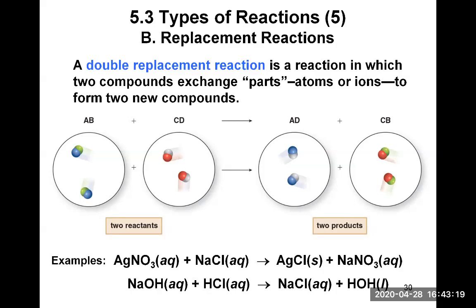And the example above was actually a precipitation reaction, where you have two solutions of two ionic compounds, and they exchange partners. And when they exchange partners, one of the new compounds formed is AgCl, which is a solid, and all the other compounds are aqueous solutions. And so that solid, the AgCl, will be seen as a white cloud forming in solution, and that's a powder, and powders are solid, and that's what we call a precipitate. So precipitation reactions are double replacement reactions.